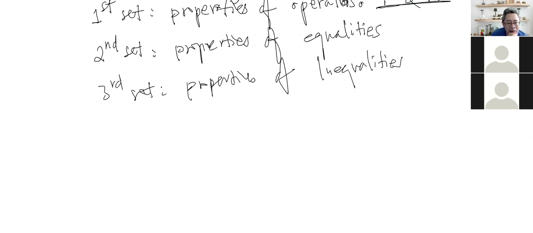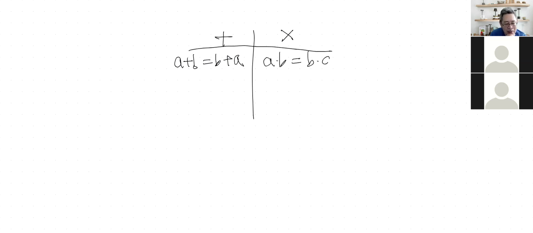For the first set, for addition and multiplication, we have a plus b equals b plus a, and a times b equals b times a. You can see that this is different from order of operations. This one is basically saying the order doesn't matter if you add or if you multiply. The numbers can be swapped. This is called commutative.